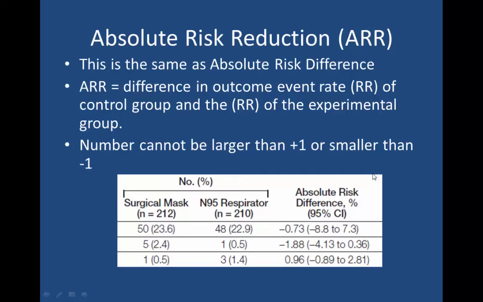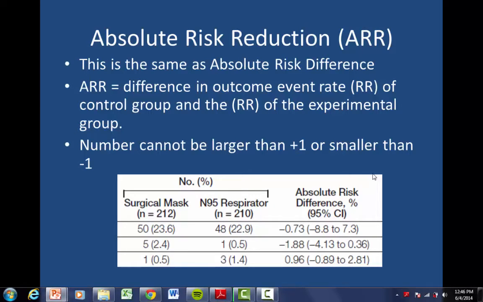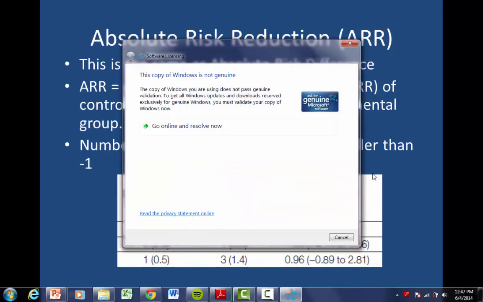Absolute risk reduction. If you have your calculator, we're going to take the treatment group compared to the control group, and this study reported absolute risk difference. So the authors did that very well. Instead of just reporting relative risk ratio, they chose to report absolute risk difference. So with your calculator, can you figure out how they got a negative 0.73? What did they subtract from what? See if you can figure that out.